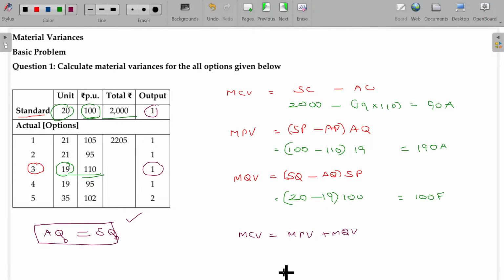So you can cross check: material cost variance 90 adverse, which is equal to material price variance 190 adverse as well as favorable quantity variance. If I add up these two, then I will get the material cost variance without any problem. Clear? Hope now you will be able to understand.